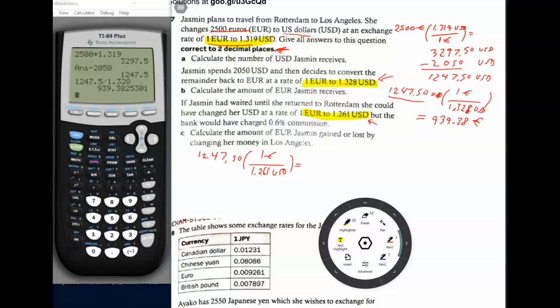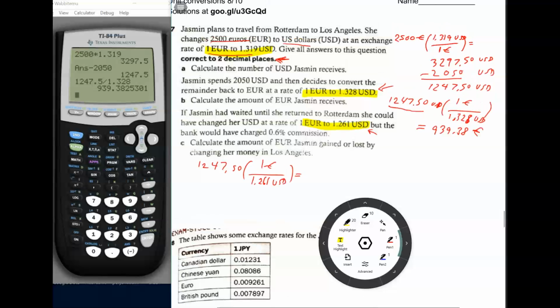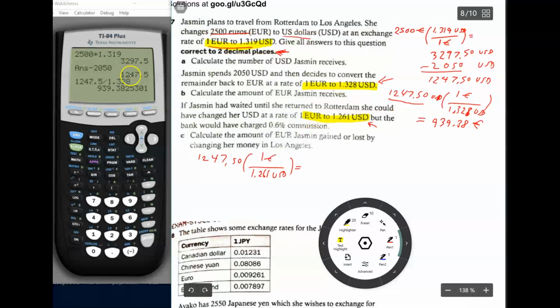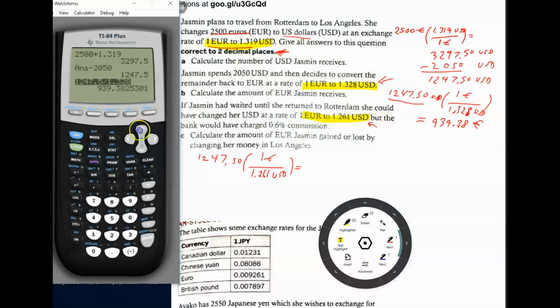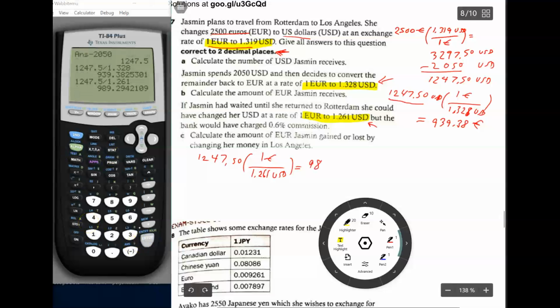So 1247.50 divided by 1.261 is 989.29 euros. So that's the amount that she would have gotten if she would change in Rotterdam, except we still need to subtract out the commission.